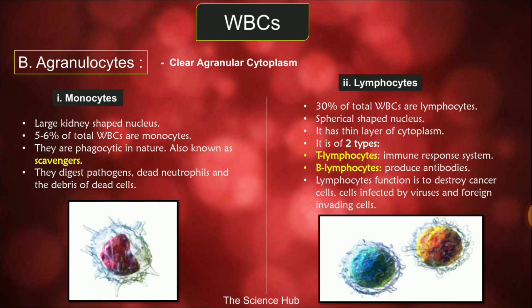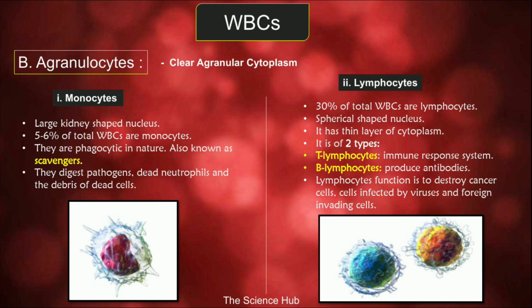Agranulocytes. These are those WBCs which have clear agranular cytoplasm. They can be further categorized into monocytes and lymphocytes. Monocytes have large kidney-shaped nucleus. They make up 5 to 6% of total WBCs. They are phagocytic in nature and are known as scavengers. They digest pathogens, dead neutrophils, and the debris of dead cells.